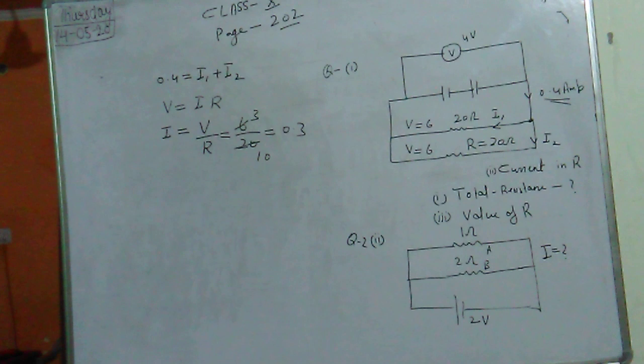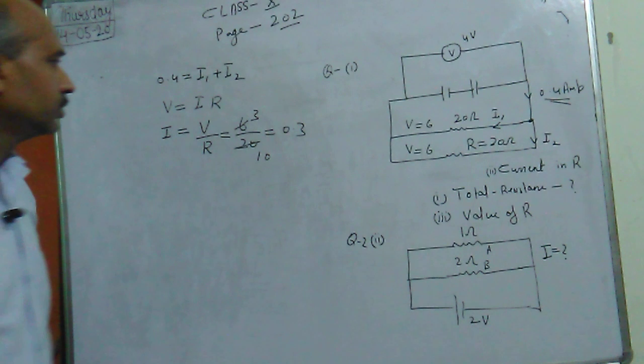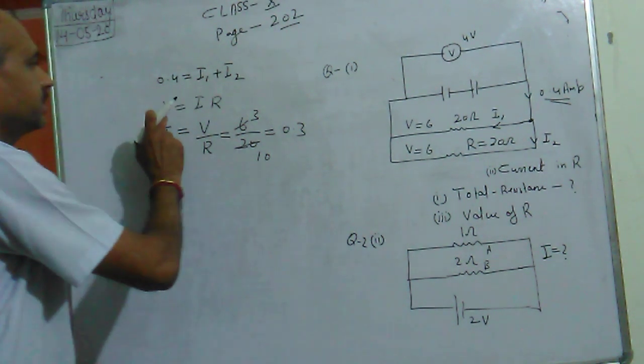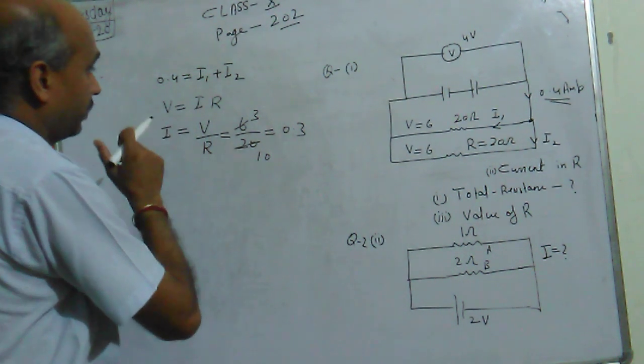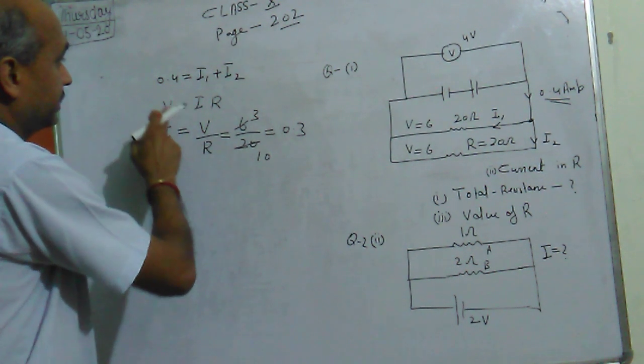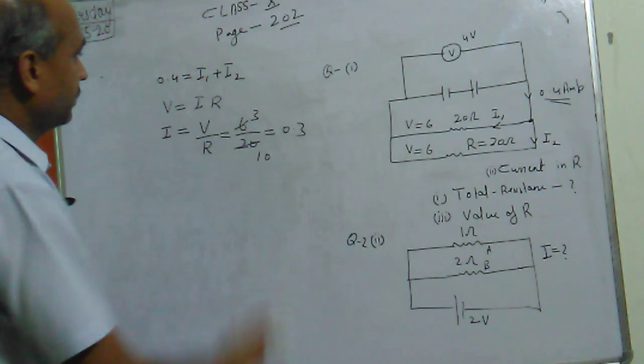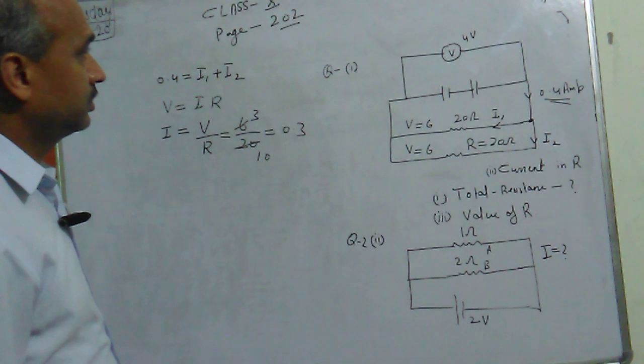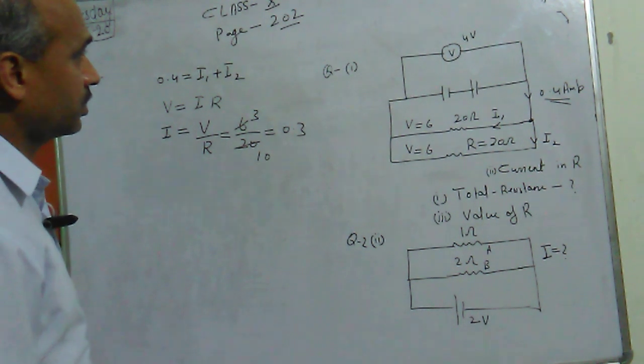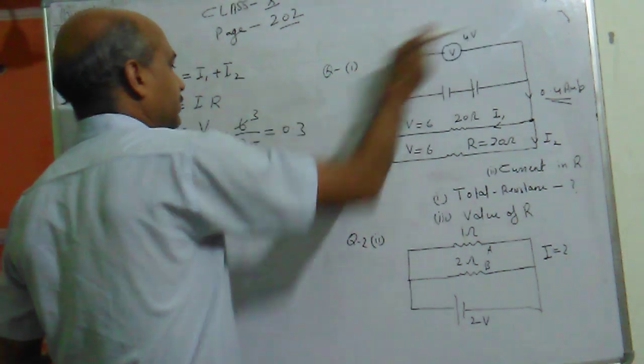The answer is coming wrong. It means we have made a mistake somewhere. The resistance is 20, and we are using V equals IR. So voltage is how much? Voltage is 6 volt. No, voltage is not 6. It is 4 volt.